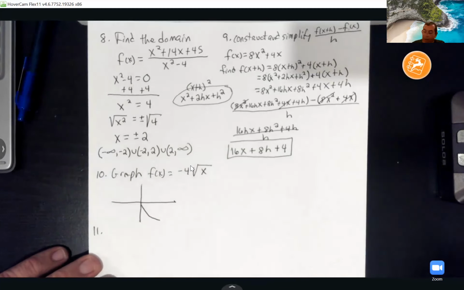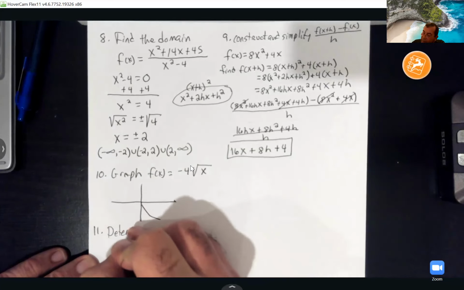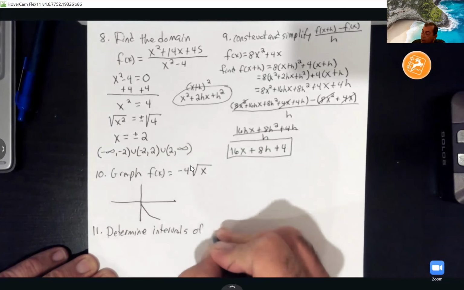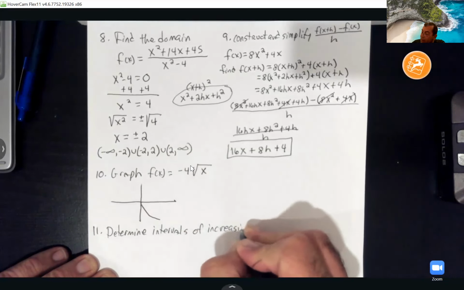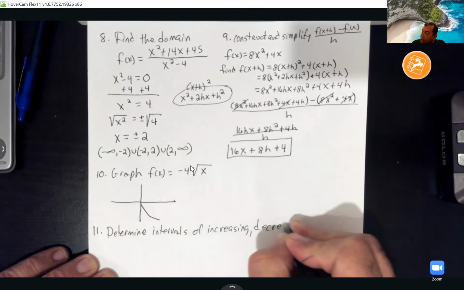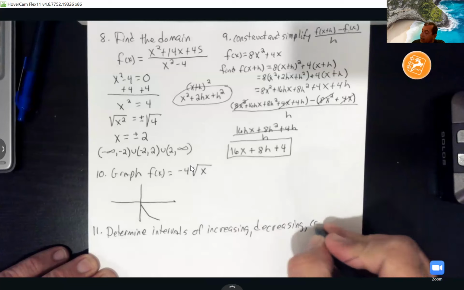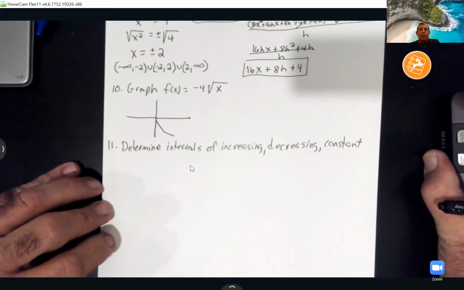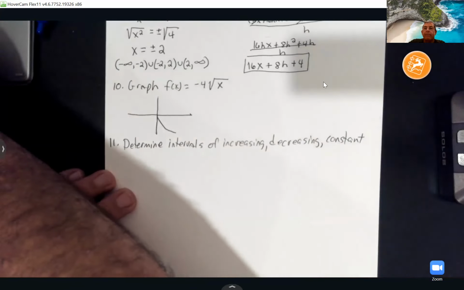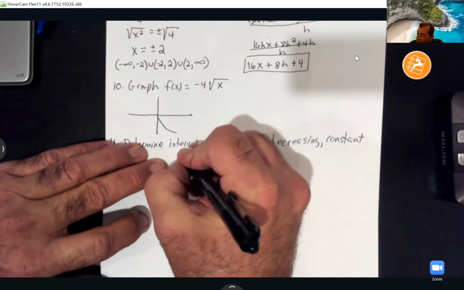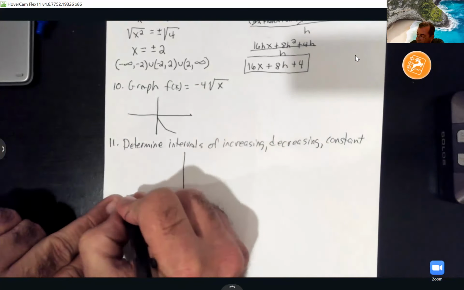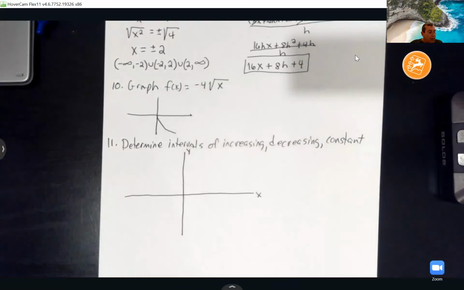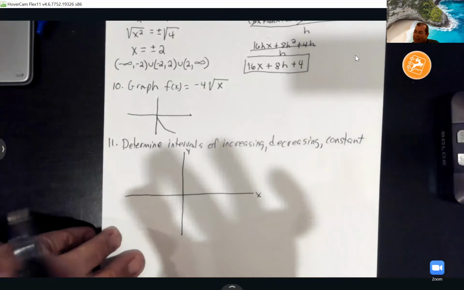All right, y'all, number 11, determine intervals. Increasing, decreasing, and constant. All right, so let me get me some more. So this one I'm going to have to draw again. Oh, I'm going to go out about 7 or so.